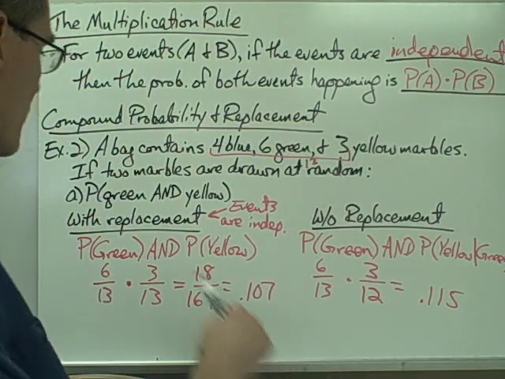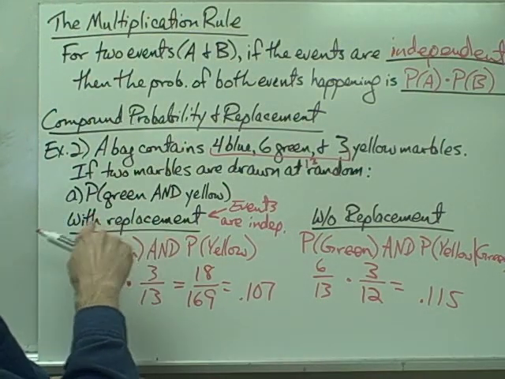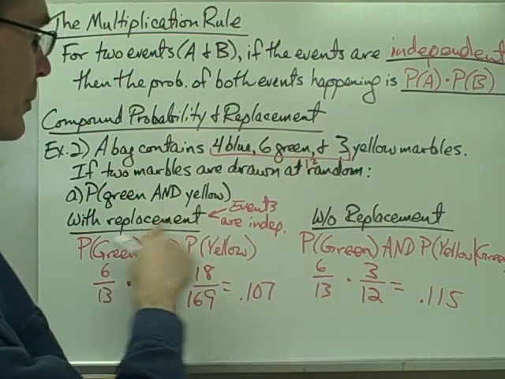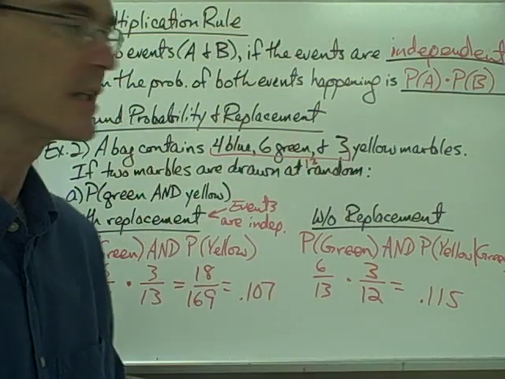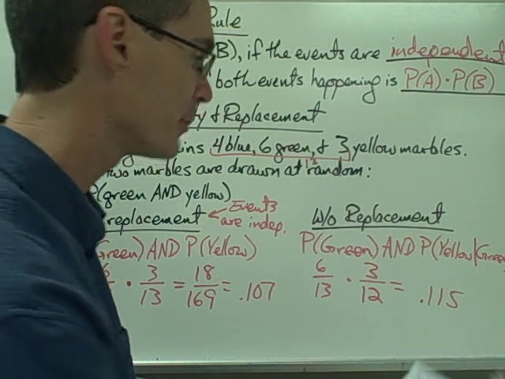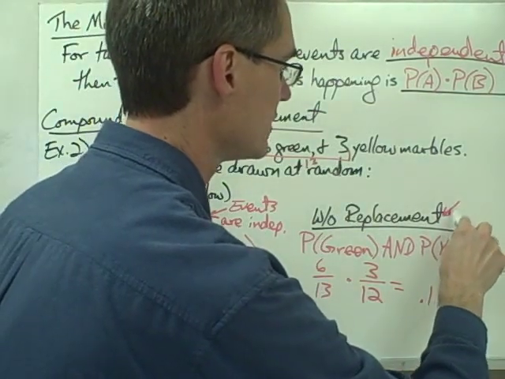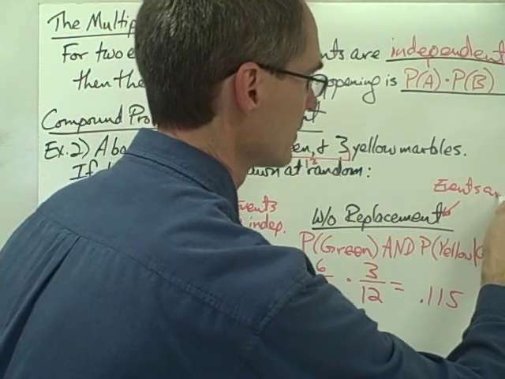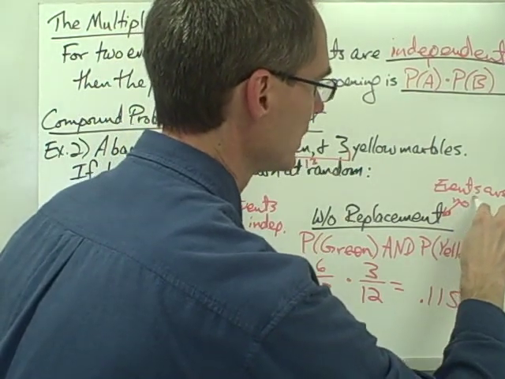0.115. So notice that if I'm drawing my marbles with replacement, then these two events are completely independent. However, if I'm doing it without replacement, that means these events are not independent.